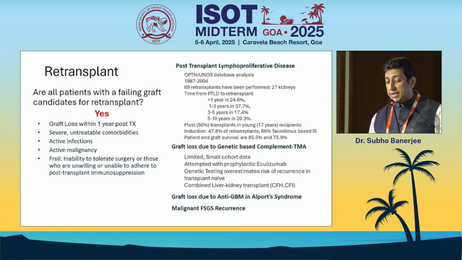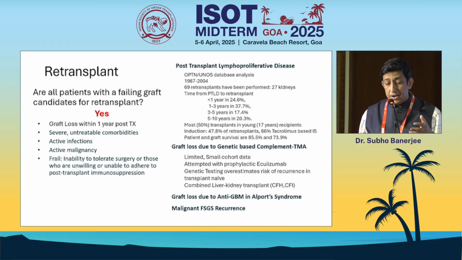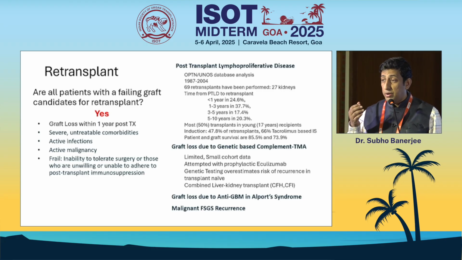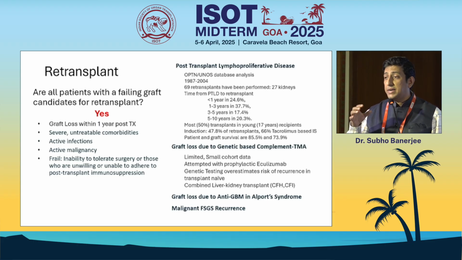So is retransplant the answer? Yes, unless we are looking at situations like graft loss within 1 year, severe untreatable comorbidities, maybe very high age, active infections, active malignancy, and frailty. We have been discussing this all throughout the last 2 days. Now, typical situations are post-transplant lymphoproliferative disorders, graft loss due to a fulminant genetic-based complement-mediated TMA, if the first graft had been lost there, an anti-GBM after Alport, and a malignant FSGS recurrence. These are very tricky situations where it has to be individualized and decisions have to be taken.